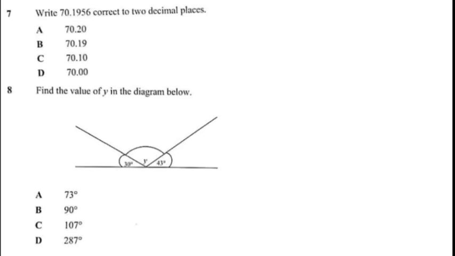Question 7 was: write 70.1956 correct to 2 decimal places. What I'm going to do is rewrite the number here. Once I've done that, I'm going to identify the 2 decimal places, which are 1 and 9. That means I'm going to remove 5 and 6. When you're rounding off numbers, you consider the next number which you are removing. In this case, I'm going to remain with 9, and the 5 will be taken away.